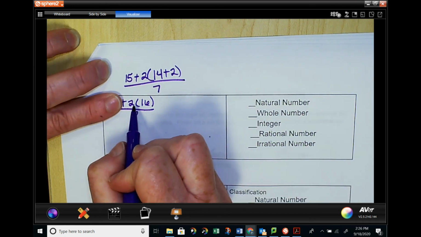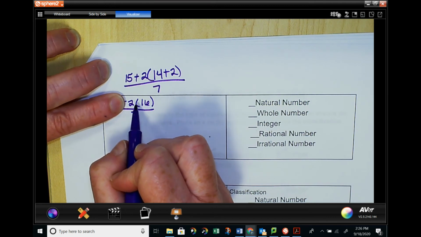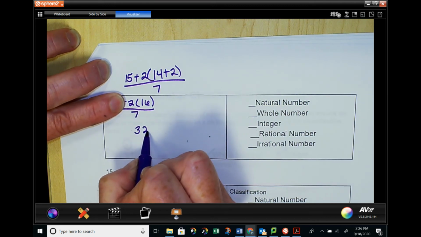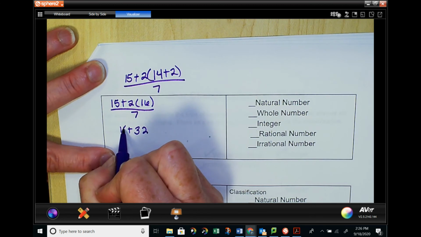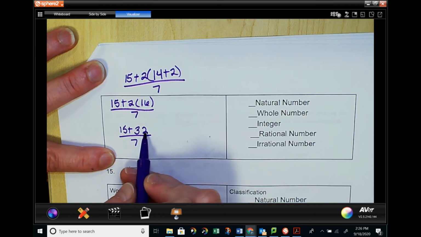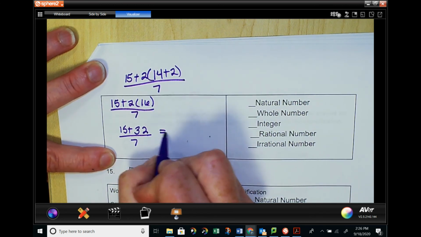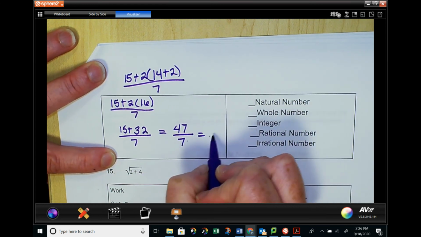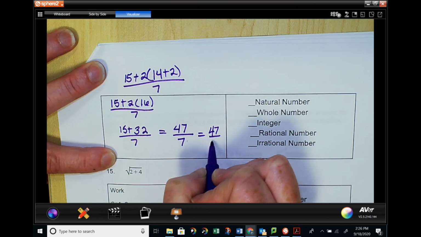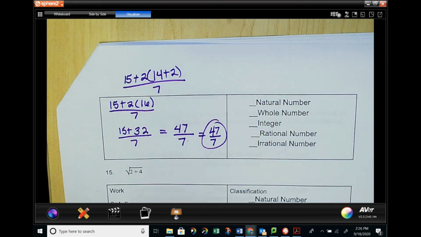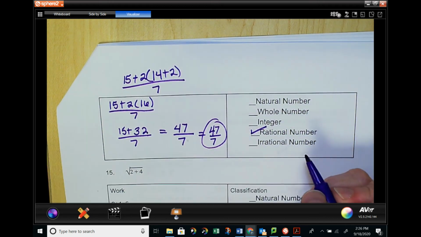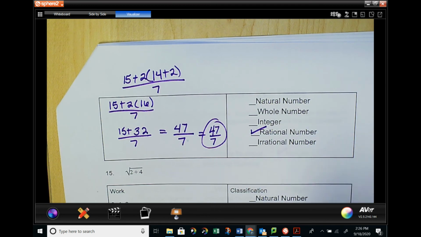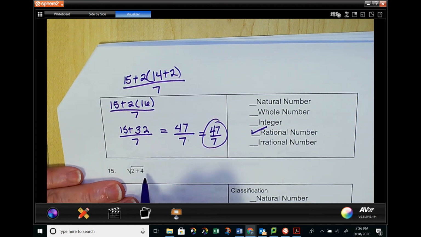So then PEMDAS says I'm going to multiply. 2 times 16 is 32 plus your 15 divided by 7. So 15 plus 32 ends up being 47. And then divide by 7, and just leave it like that. Some of you guys put it as improper fractions. Just leave it. I didn't mark you down, but just go ahead and leave it. So that's an improper fraction. Oh, if it's a fraction, then it's rational.